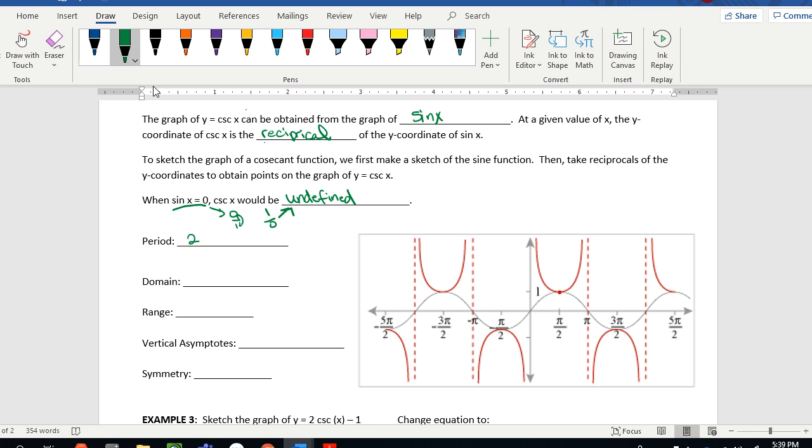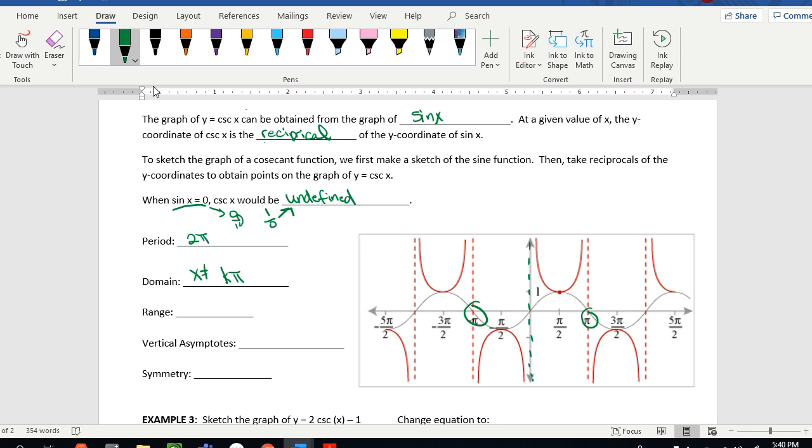So the period is still 2 pi. The domain is going to be almost all real numbers, with the exception x is not equal to... we need to look and see where these asymptotes are. And this asymptote's missing because of the axis falling on top of it, your y-axis. So notice these are increments of pi. So k times pi. That's our domain on this.